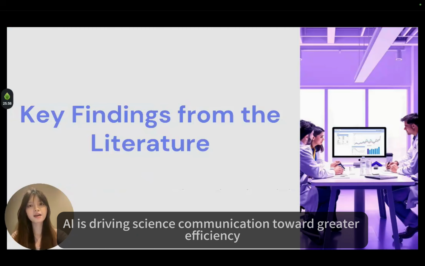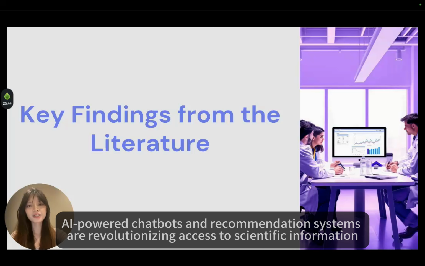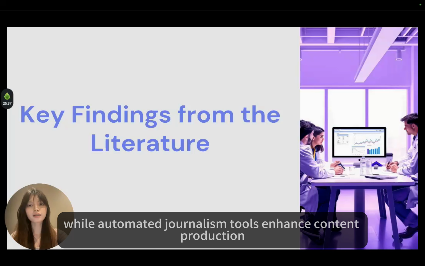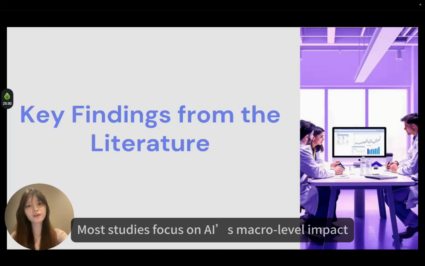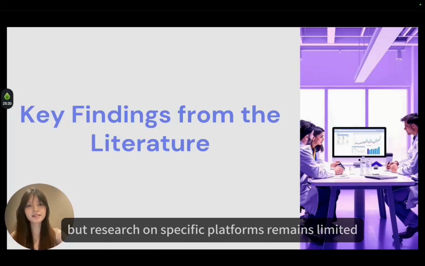AI is making science communication faster, more interactive, and more personalized. Tools like chatbots and recommendation systems are changing how we access science information, while automated journalism makes content creation quicker and easier. Most studies focus on AI's big picture effects, like improving public trust and access to information, but there's less research on specific platforms.